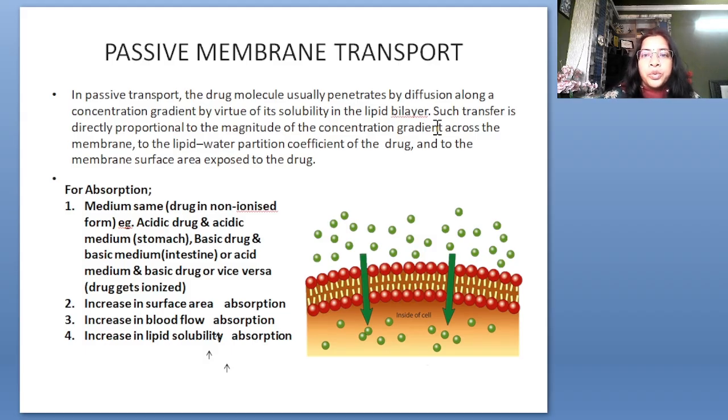Passive membrane transport. It does not require energy for transport of substances across the lipid bilayer. Such transfer is directly proportional to the magnitude of the concentration gradient across the membrane and to the lipid water partition coefficient of the drug. In this case, the medium and surface area, blood flow, and lipid solubility are important parameters.